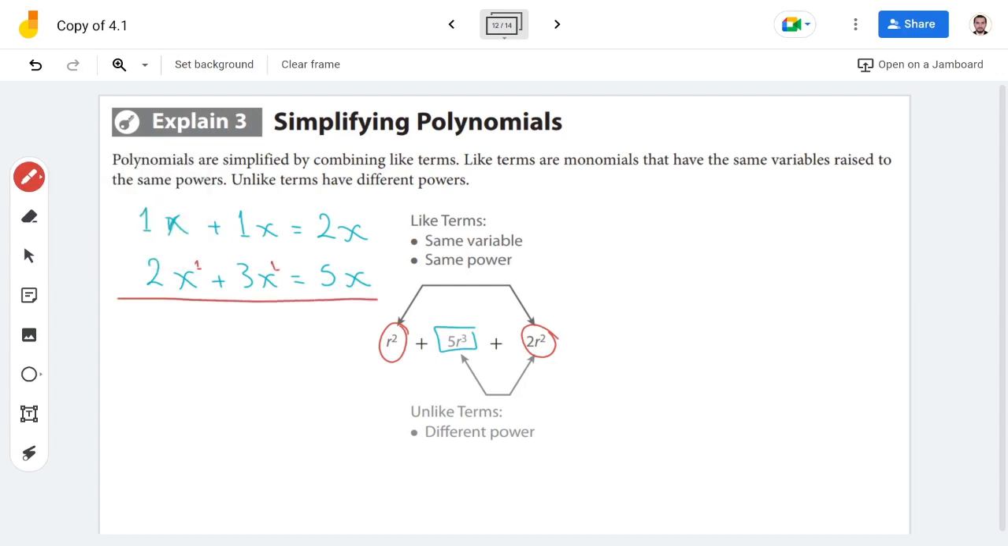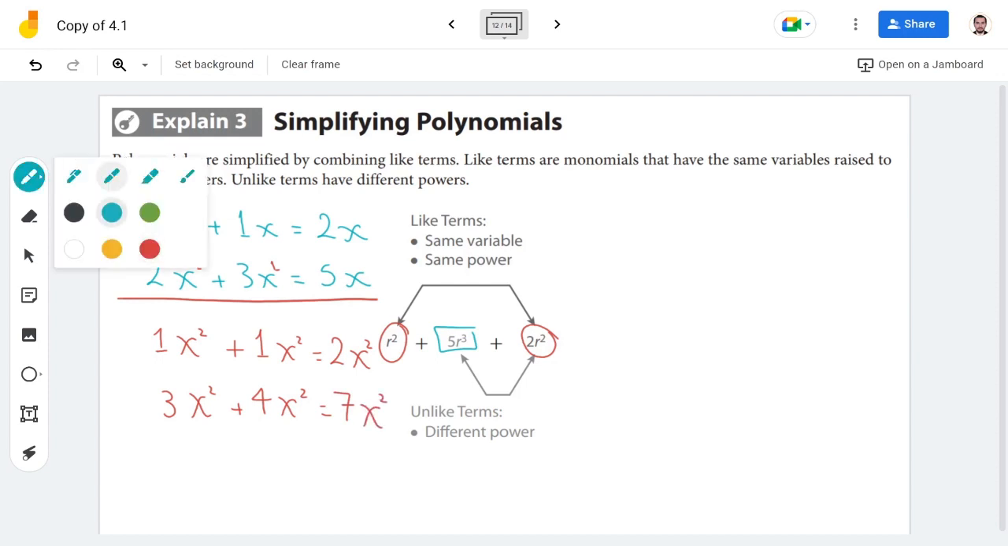Another example. Let's say we have 1x to the power of 2 plus 1x to the power of 2. Do they have the same power? Yes. So the answer is 2x to the power of 2. Another example. Let's say 3x to the power of 2 plus 4x to the power of 2. Do they have the same power? Yes. So the answer is 7x to the power of 2. Why did I write these two examples?